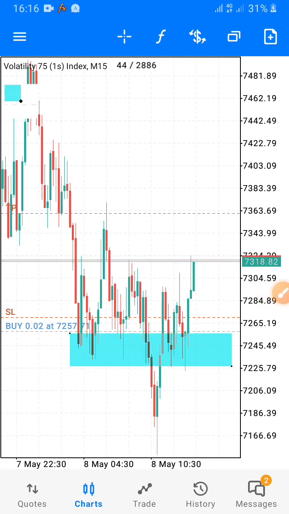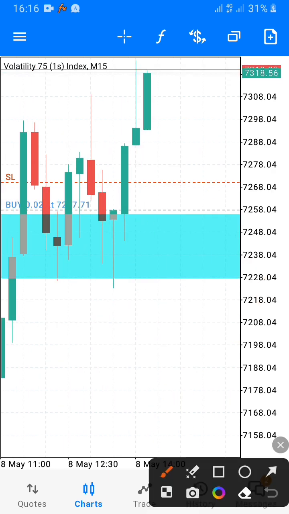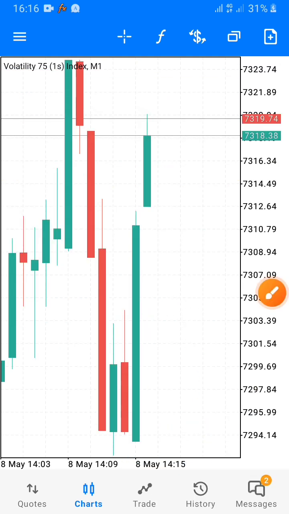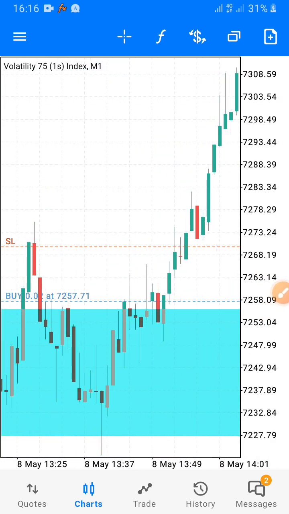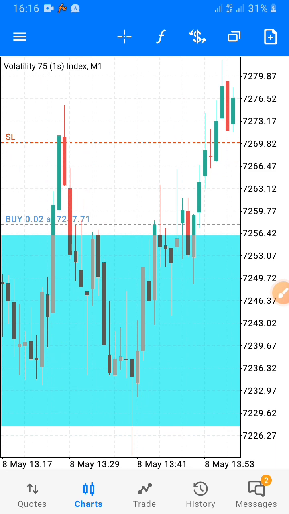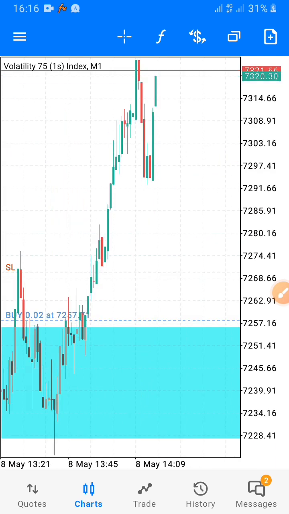If this support could hold this market and push it up a little bit, then I might take a buy on this one. And you know what I did? I waited for this candlestick to complete. Let me just zoom in. I waited for it to complete, then at the open of this one, I was looking at 1 minute.